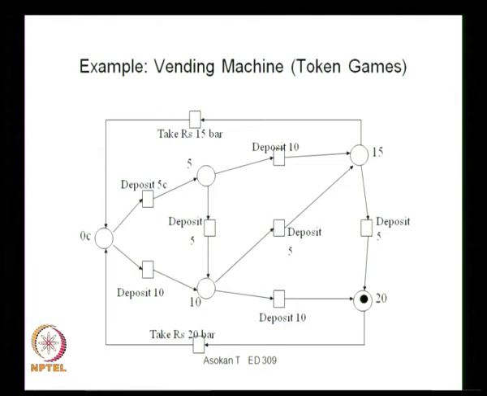place 0, which will be activated. The token will be transferred from 20 to 0. So once you take this 20 rupees snack, it will be transferred to 0. So that is how one transaction takes place.